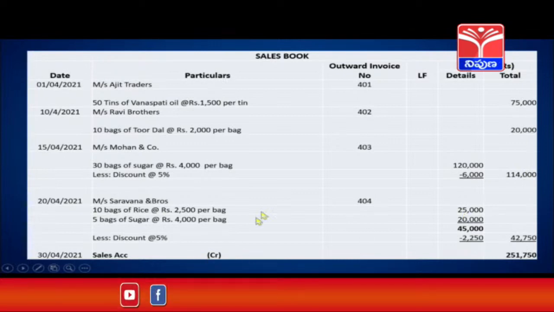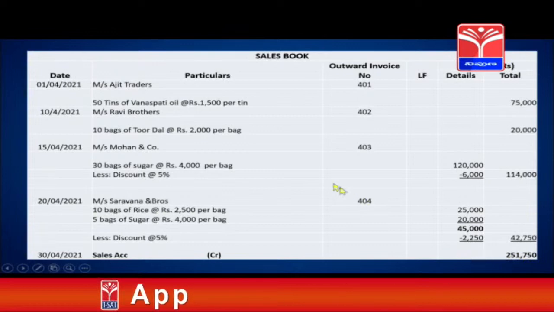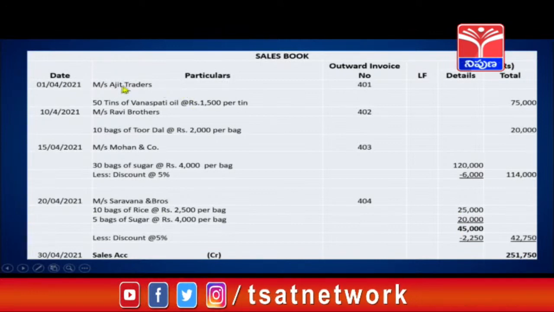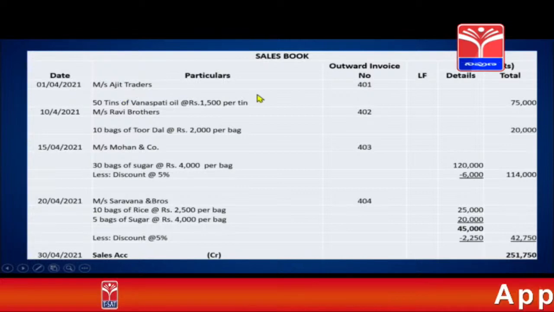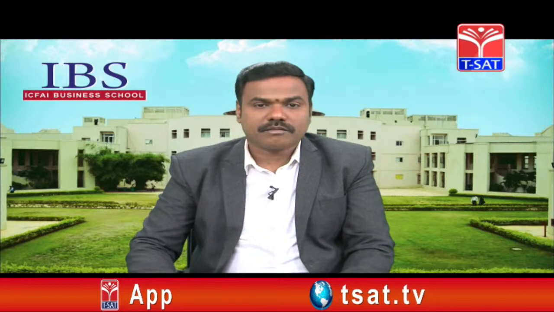So the total of the sales book should be transferred to sales ledger. So here in this example, 2,51,750 is the total amount of credit sales which are made in the month of April, and the sales are transferred to sales ledger. And you should also post the concerned customers' ledgers with their sales details as and when you are making the sales. Now let us move to sales returns book.